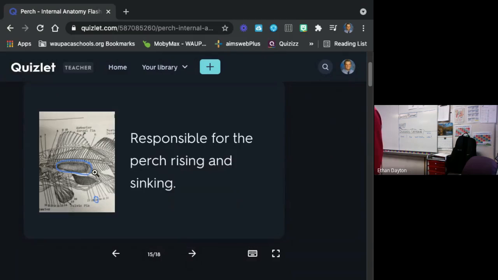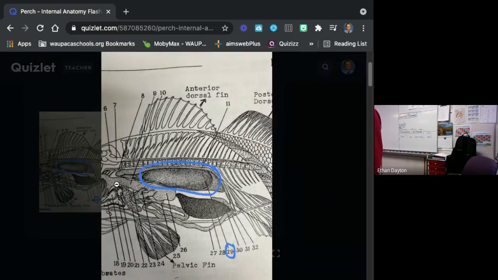Oops. Here is the swim bladder. This big old airbag there, right? The balloon. What does that do?